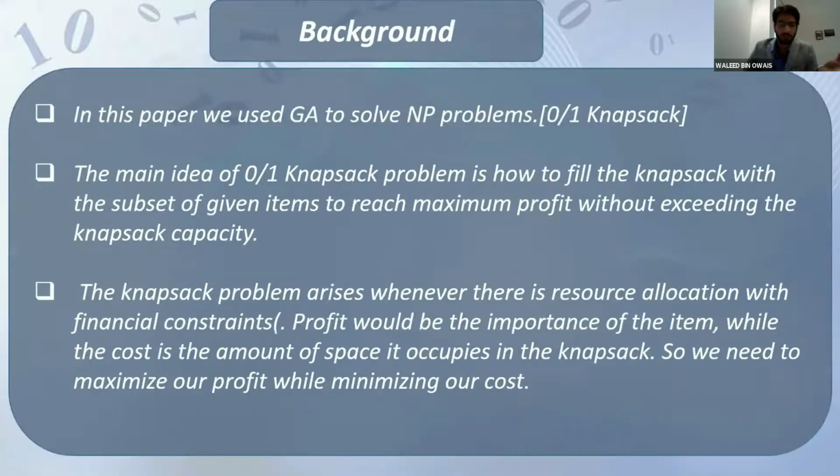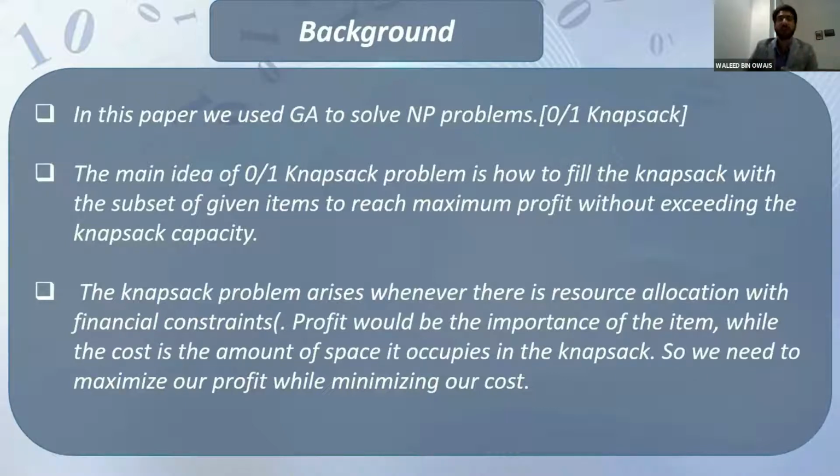Now, what we are going to do in this, we'll be using genetic algorithm to solve an NP-complete problem, which is the 0-1 knapsack, NP meaning non-deterministic polynomial. And the main idea behind 0-1 knapsack is that you have to fill a knapsack. It's a metaphorical knapsack. So your main idea is that you have to maximize the profit without exceeding the knapsack capacity.